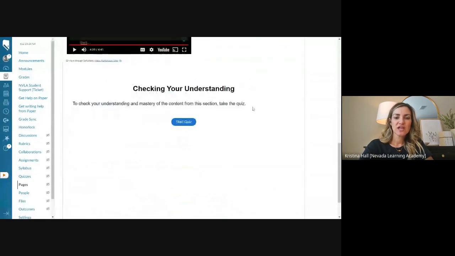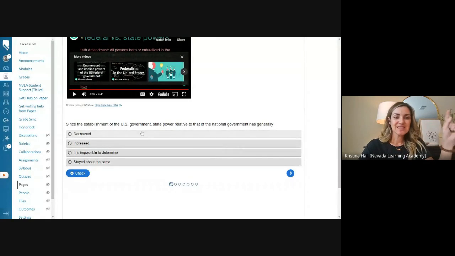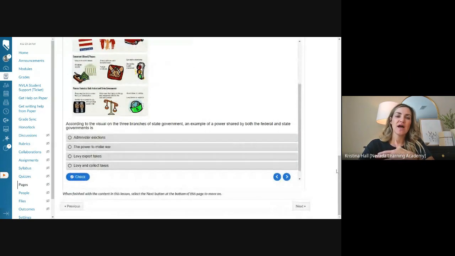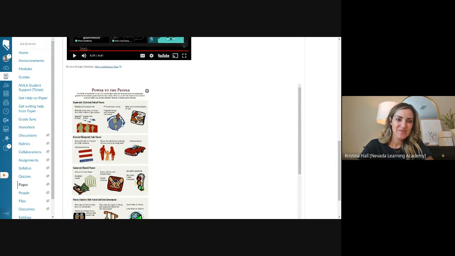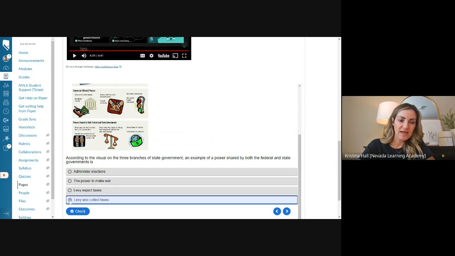All right, let's do the checking for understanding. Then we have the primary source and we're done. Woohoo. All right, since the establishment of the US government, state powers relative to the national government have generally decreased. So generally speaking, the federal government has gained more power over states over the last 2 centuries, 200 years, let's say. All right, according to the visual of the 3 branches, an example of power shared by both federal and states is the power to levy and collect taxes.